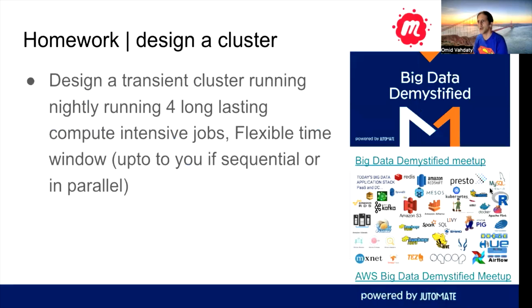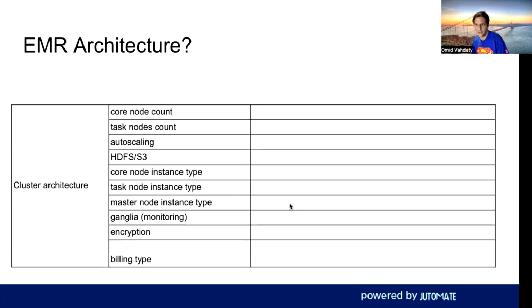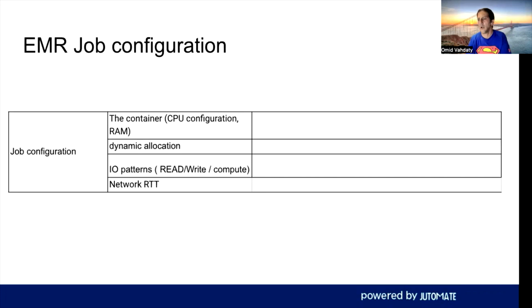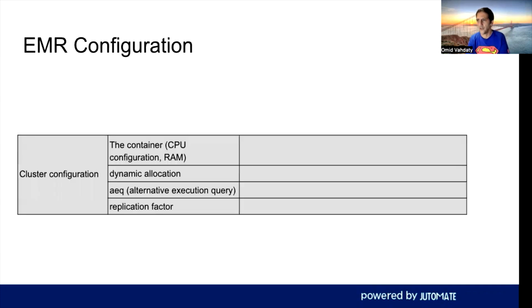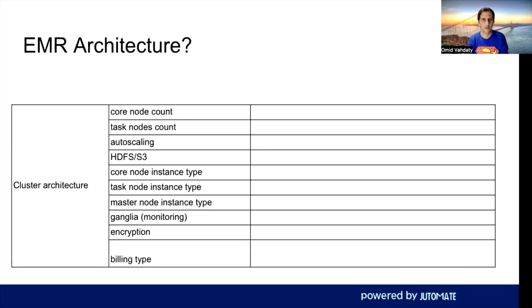Homework. So we took the exercise from previous homeworks to design a transient cluster, which you know by now what it is. Running nightly, running 4 long-lasting compute-intensive jobs with a flexible time window, meaning it's up to you if it's sequential or in parallel. So now is the time to open your mics and let's discuss how you would approach this. I created for your convenience some sort of a framework, like a questionnaire to help you tackle this, and we'll fill it together and have a discussion around it.